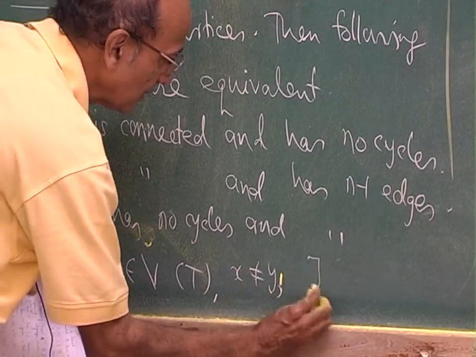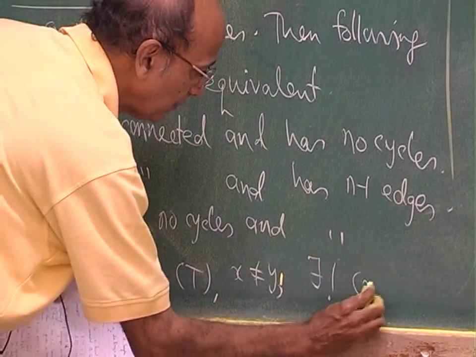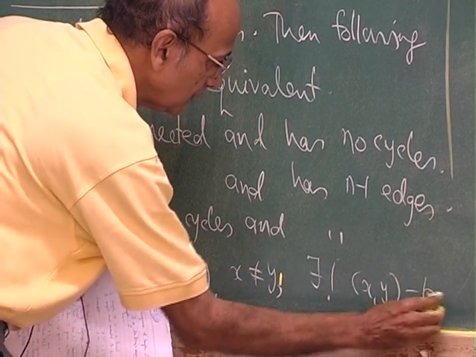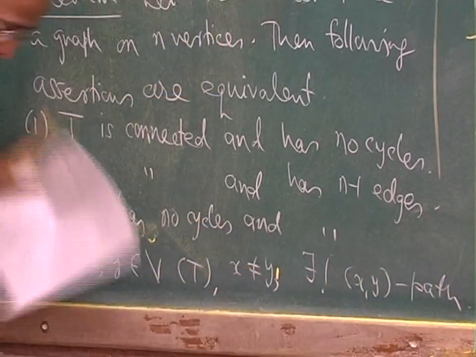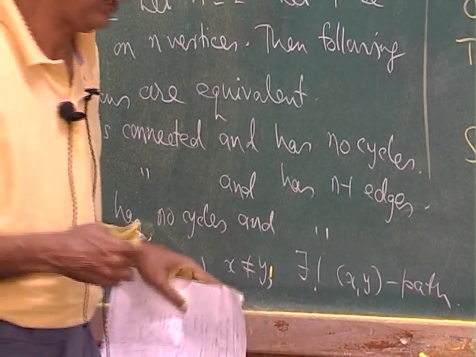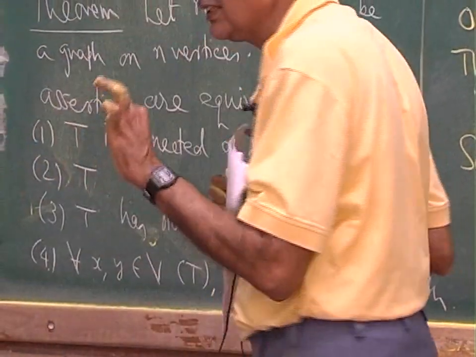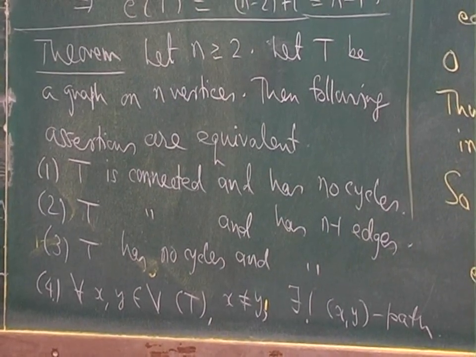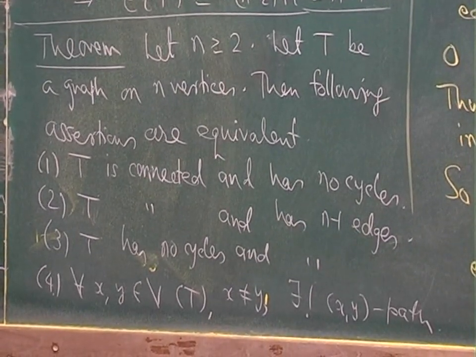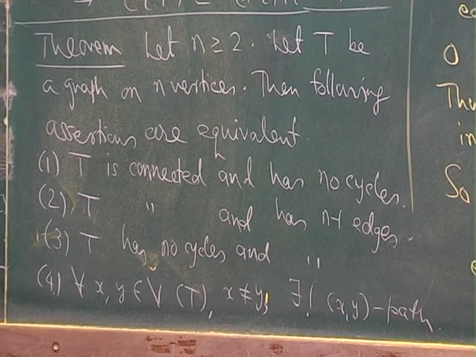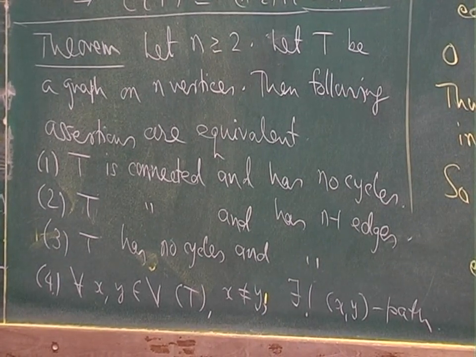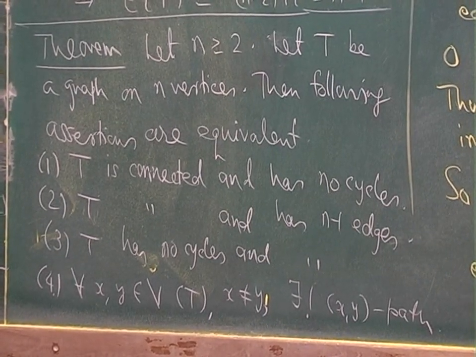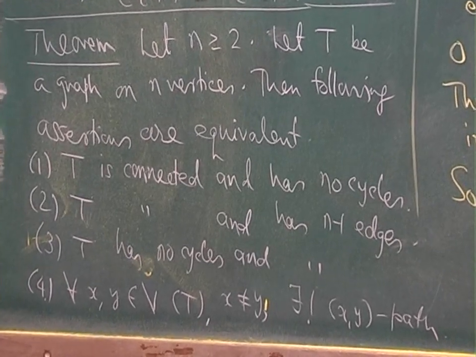Four, there exists a unique x to y path. This number 4 is really a characterization of tree. Between any two vertices, I must have exactly one path on a tree. There is one path because the graph is connected, and there is only one because I have no cycles. This is the understanding.